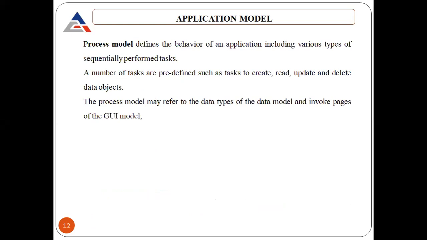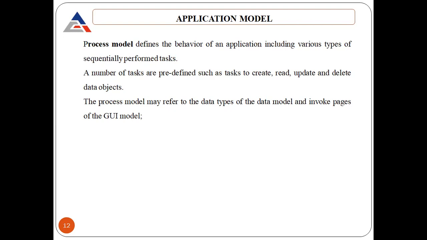Finally, the process model defines the behavior of an application, including various types of sequentially performed tasks. It will tell us, if we want to perform any operation, how that operation is performed, what operation is done first, then the second one, then the third. It defines the sequence of all the actions that are performed in our process.